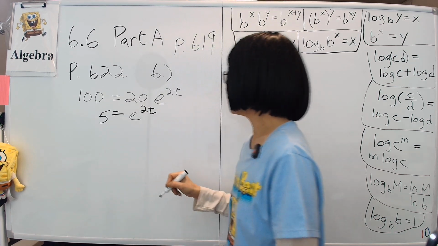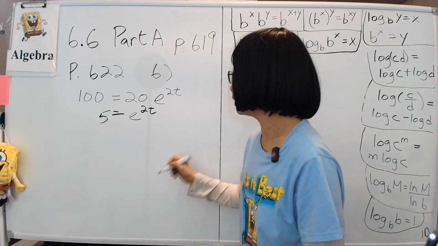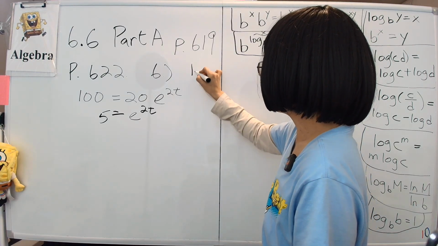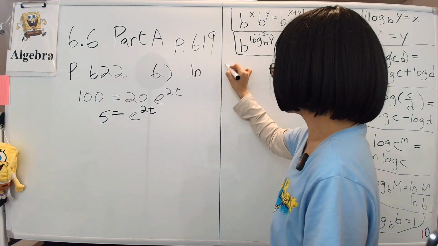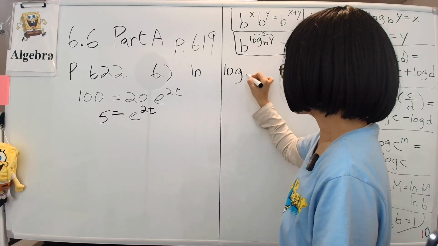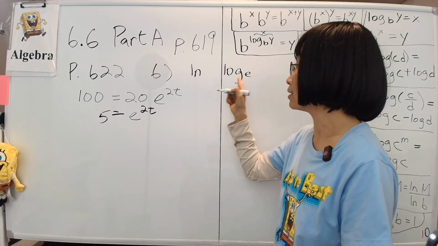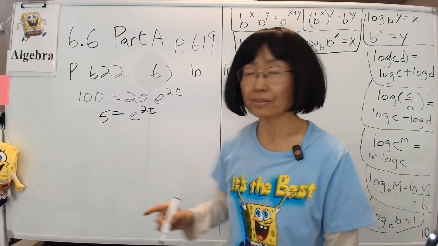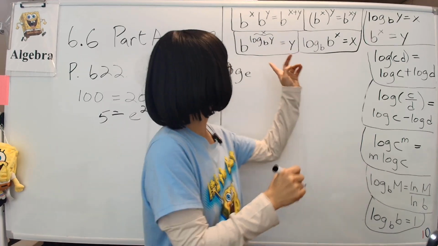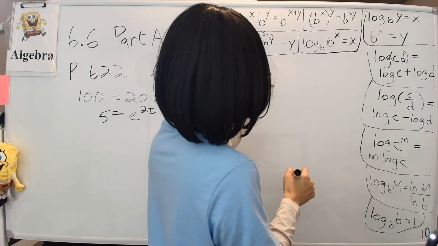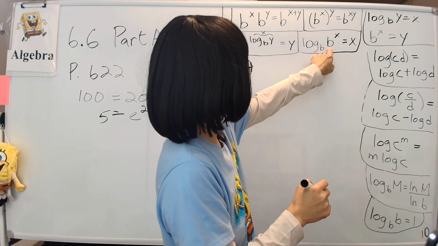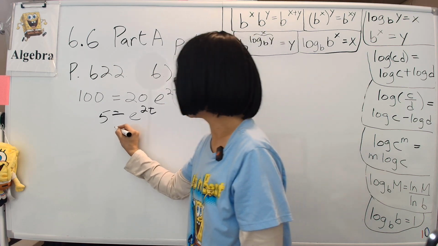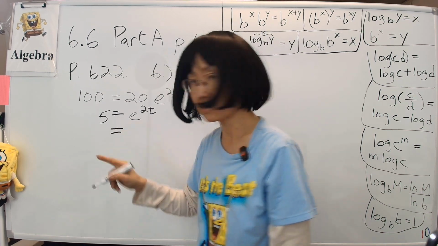At this point, we first remember what the natural log is. The natural log is the regular log base e. It has a special name: log with a base e is called the natural log. So we're going to pull this trick right here. Since this is e, we're going to slap the natural log on both sides of the equation.